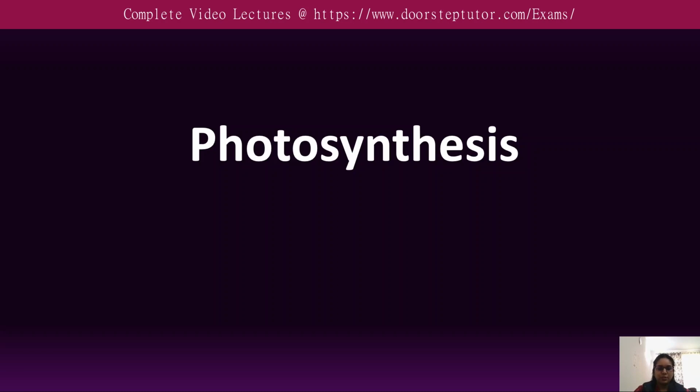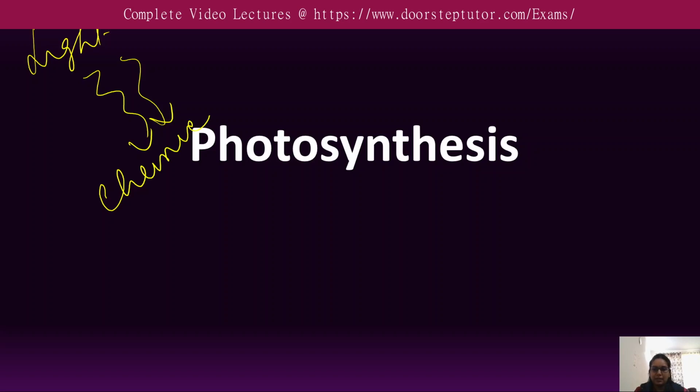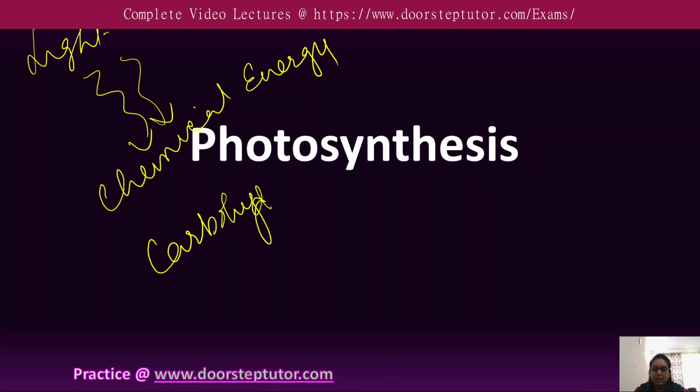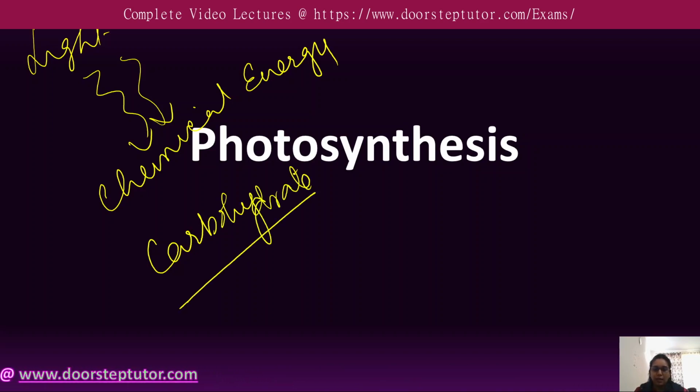Photosynthesis. We all know that it is one of the basic fundamental processes responsible for producing sugar, by which plants and all photosynthetic bacteria convert sunlight into chemical energy. Means the light energy is converted into chemical energy. Chemical energy means in the form of carbohydrate. They are synthesizing carbohydrate.